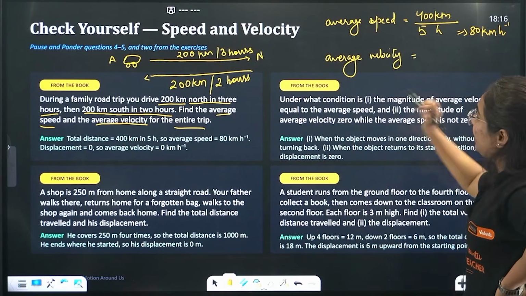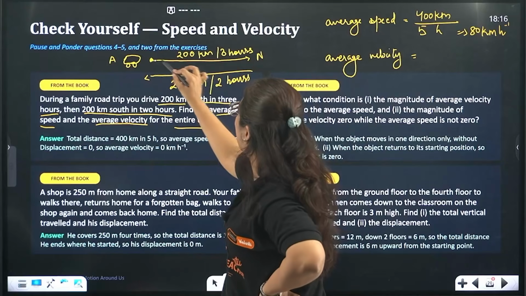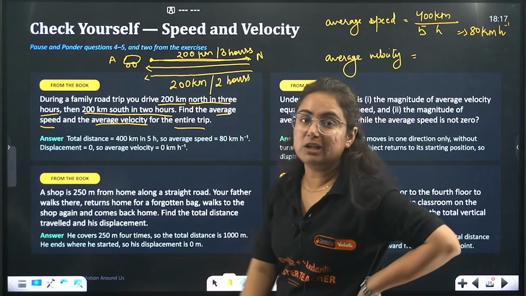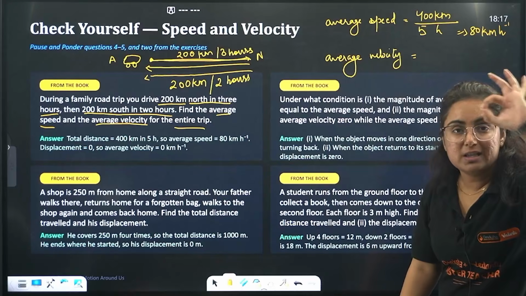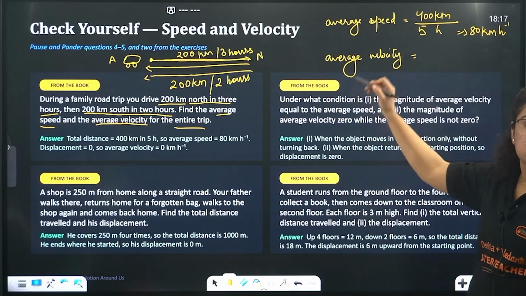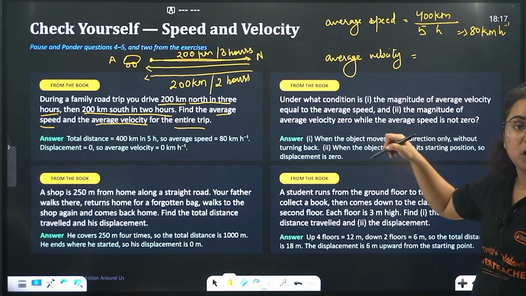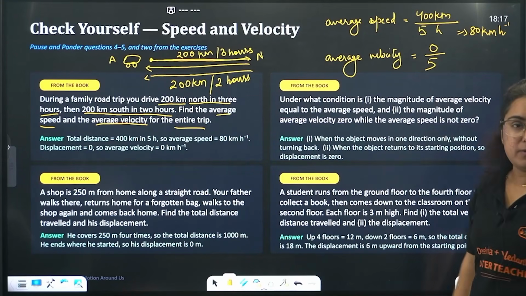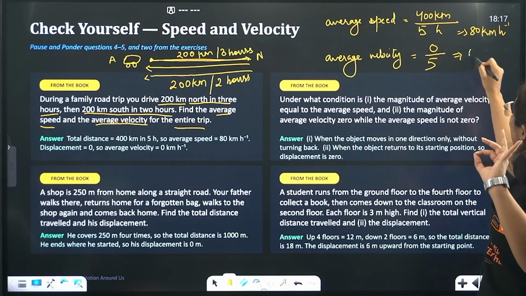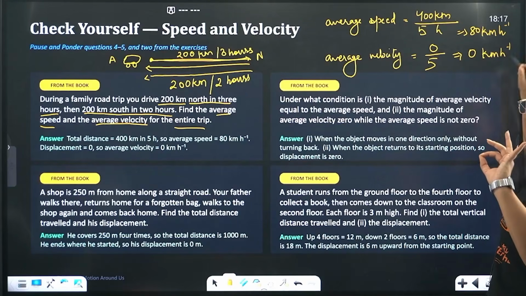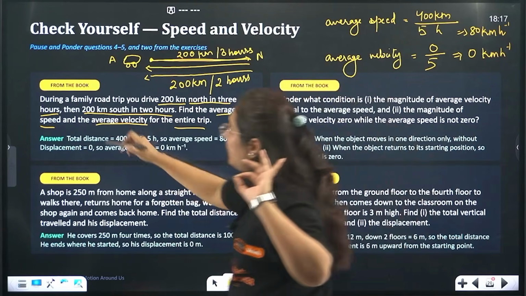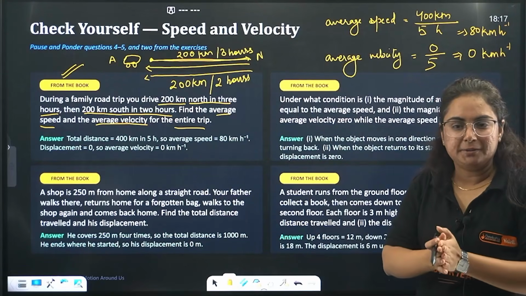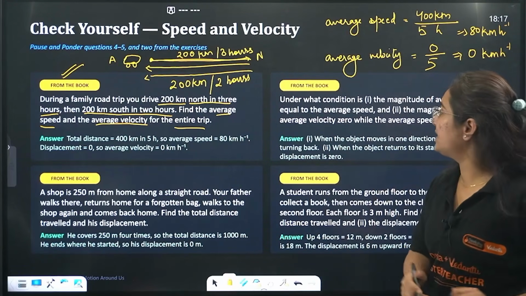But when I talk about velocity, you started from this point, headed towards north, and then came back to the same point in the southern direction. That means your displacement is 0. And when average velocity is counted, it is displacement upon time taken. Displacement is 0, time taken is 5 hours, and hence it will become 0 kilometer per hour. I hope this is pretty clear to you. Okay, chalo, let us move towards the second question.